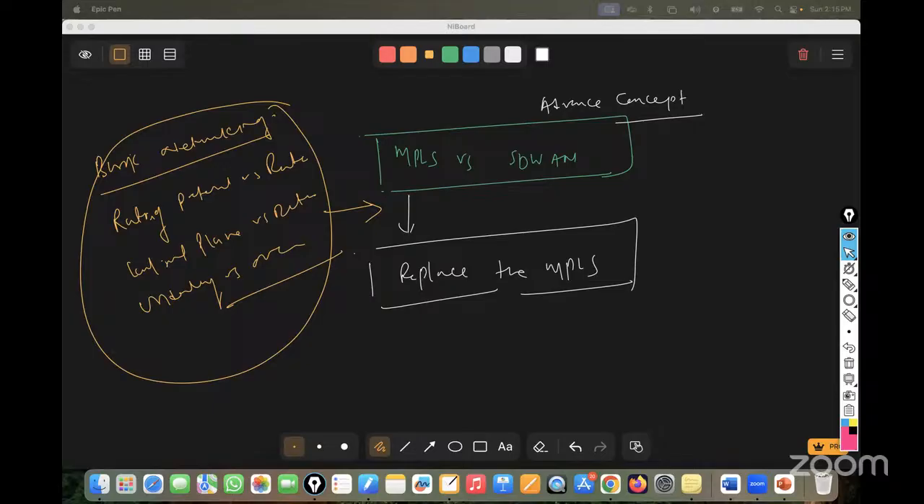Anyone want to answer before I answer? Anyone have any idea? Do you guys have any idea? Is MPLS really going out of the market when SD-WAN comes into the picture? It's a really good question.